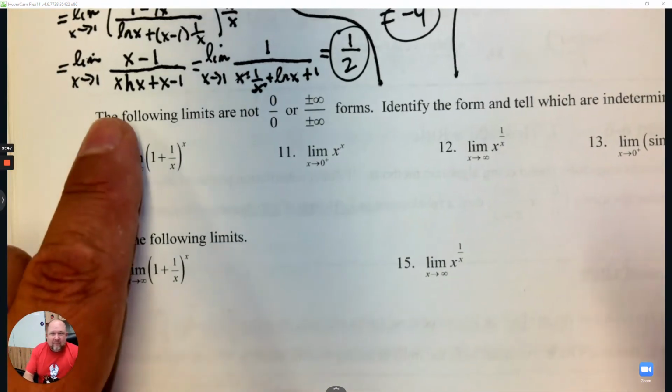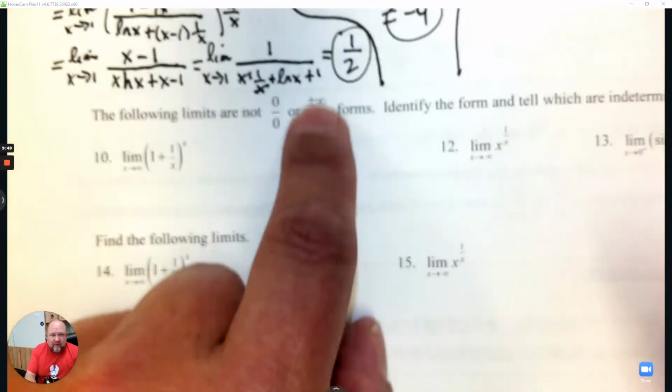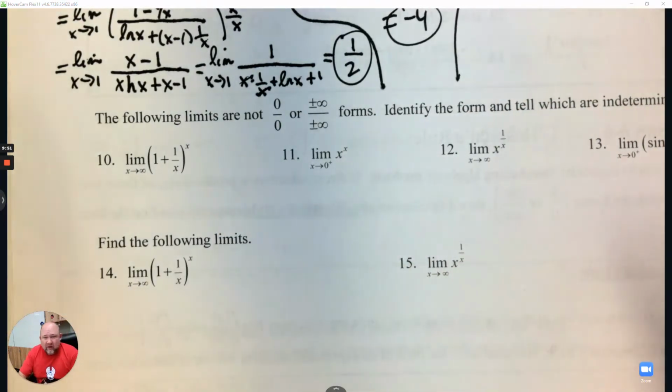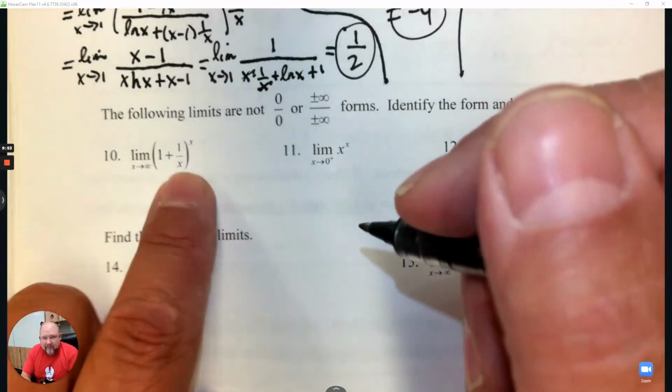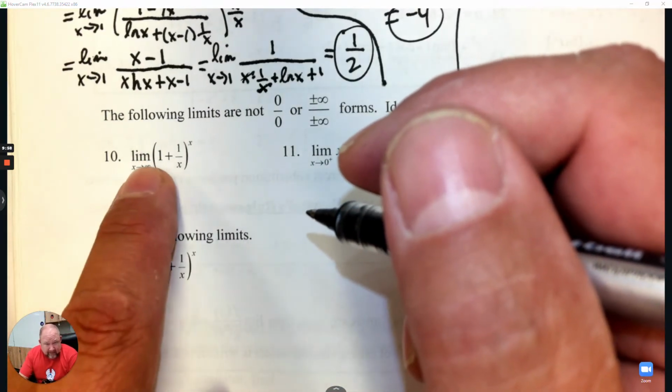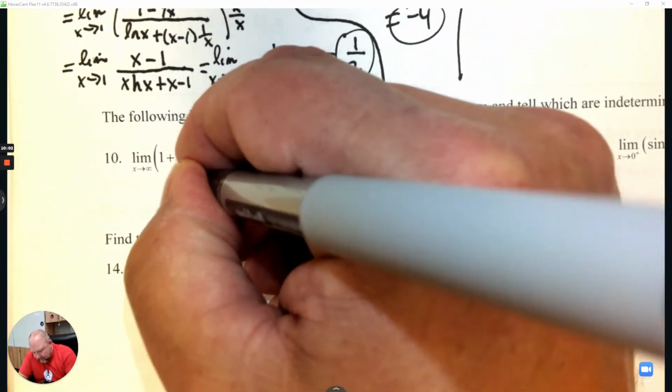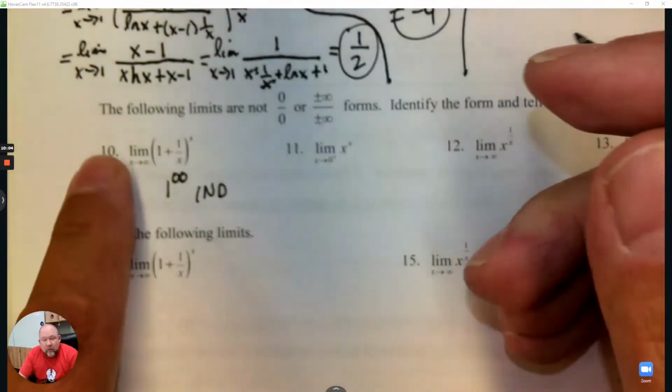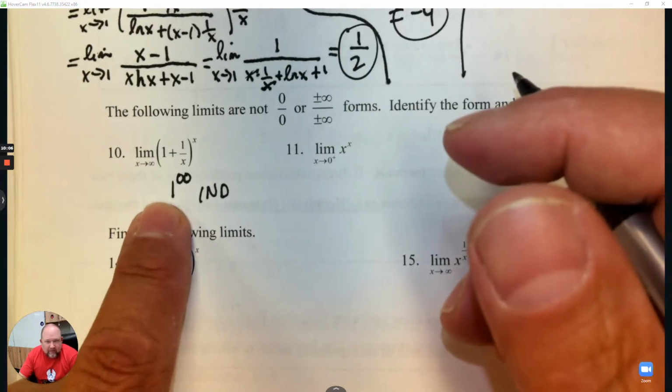All right. The following limits are not 0 over 0 or infinity over infinity. Identify the form and tell which are indeterminate. So if I plug in infinity here, 1 over infinity is going to 0. And 1 plus 0 is 1. So this is 1 to infinity.